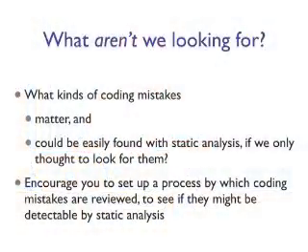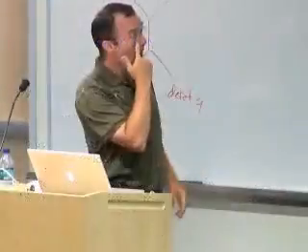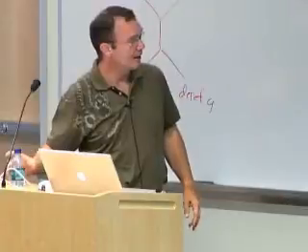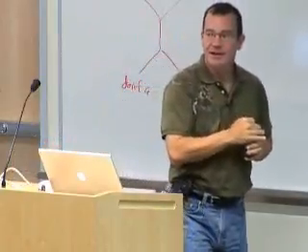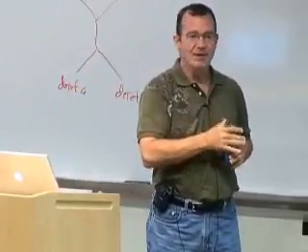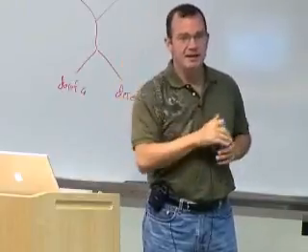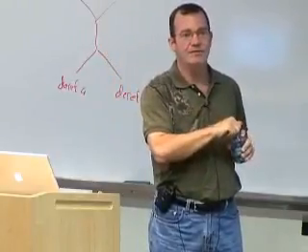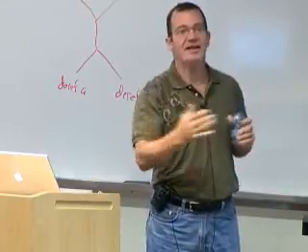Almost done. What aren't we looking for? What types of coding mistakes matter and could easily be found with static analysis if we only thought to look for them? Encourage people to think about setting up a process by which when somebody fixes a bug, they just have a little checkbox saying, I think a smart static analysis tool could find this. And just start collecting those.